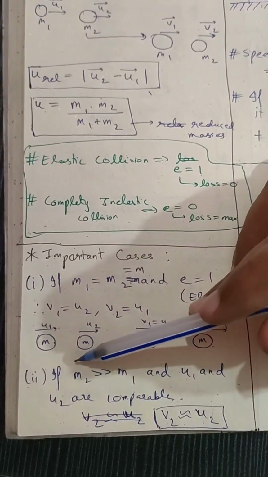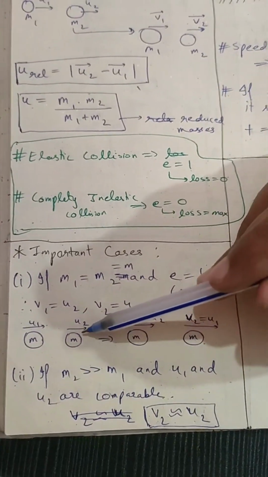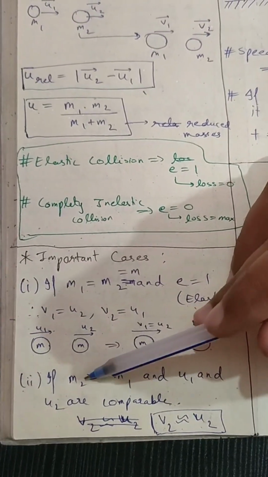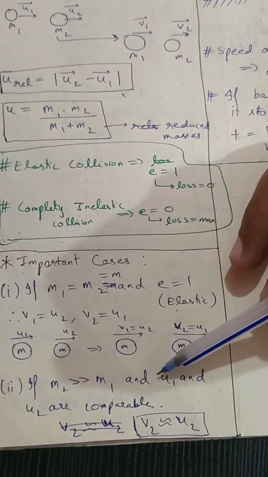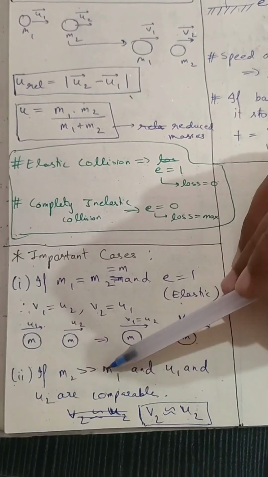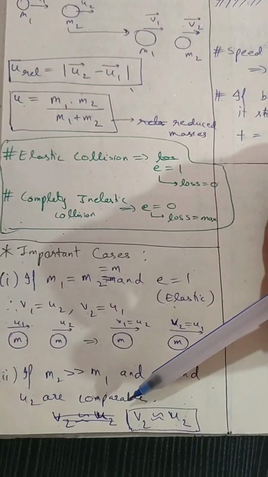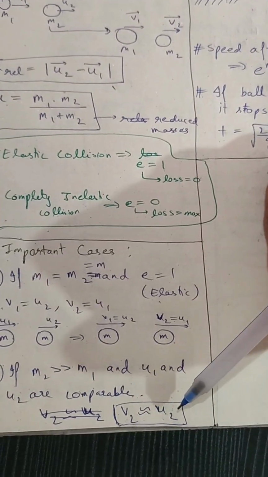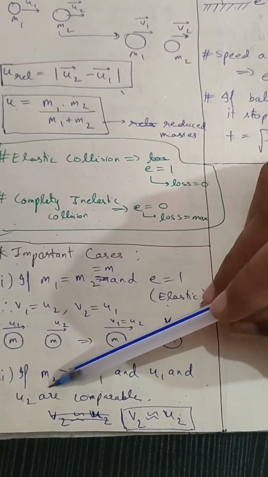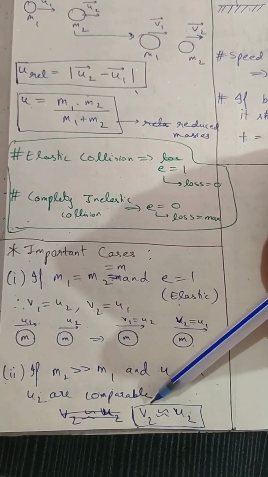Similarly, in the other case, if m2 is much greater than m1, like one of the objects is very large in mass, say m2 is a bus and m1 is a ball, then u1 and u2 are comparable. Like u1 and u2 do not differ very much in velocity, they are almost the same or comparable at least. Then v2 is equal to u2, that is the heavier mass's velocity doesn't change much, it remains the same.